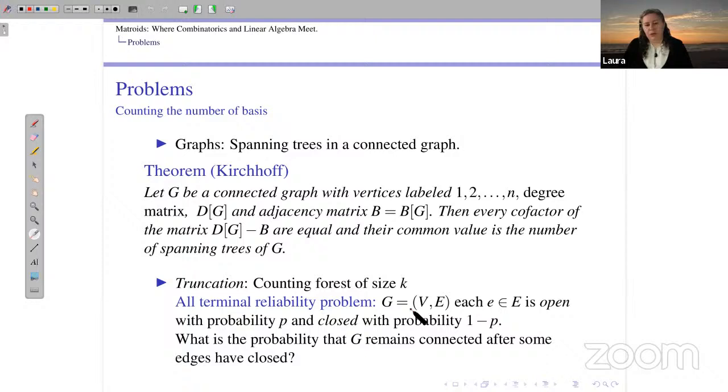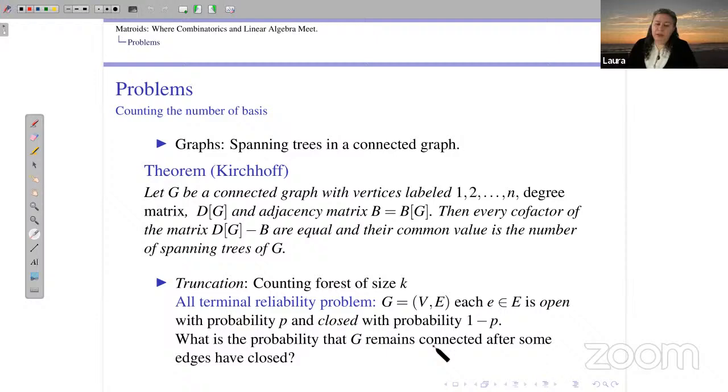So this is a model where I have a graph and a probability that any given edge might fail. Let's say that with probability P, the edge is open, and with complementary probability 1 minus P, the edge is closed. This problem is an everyday problem. I could have a network of computers or oil pipes or whatever, and with given probability, one of those connections might fail. I'm interested in keeping my network connected, so I want to know the probability that my network stays connected.